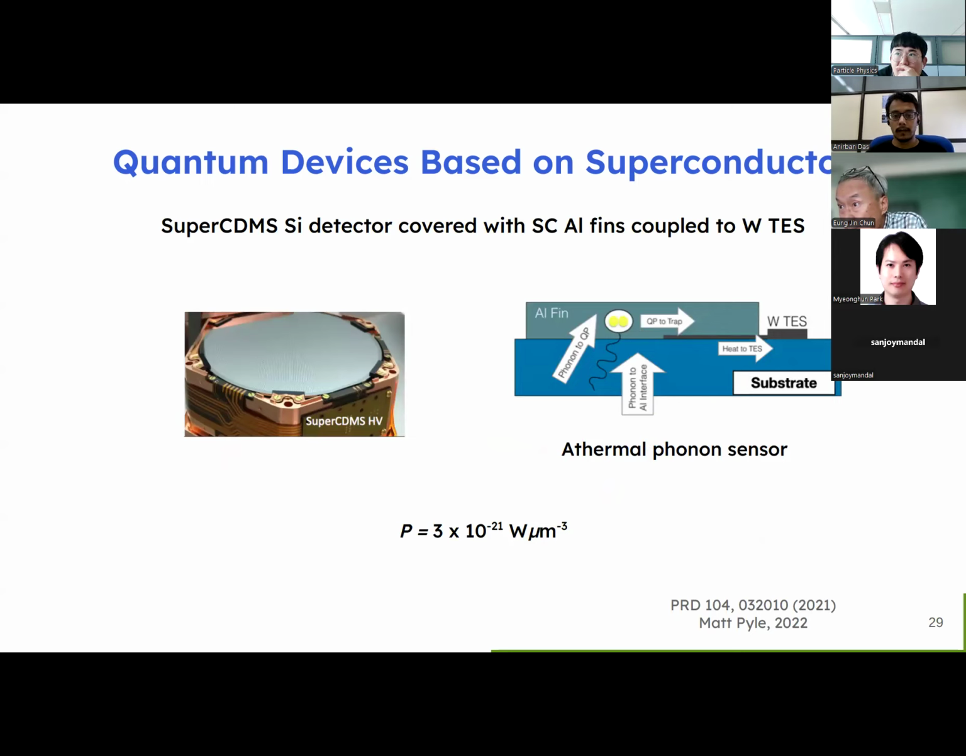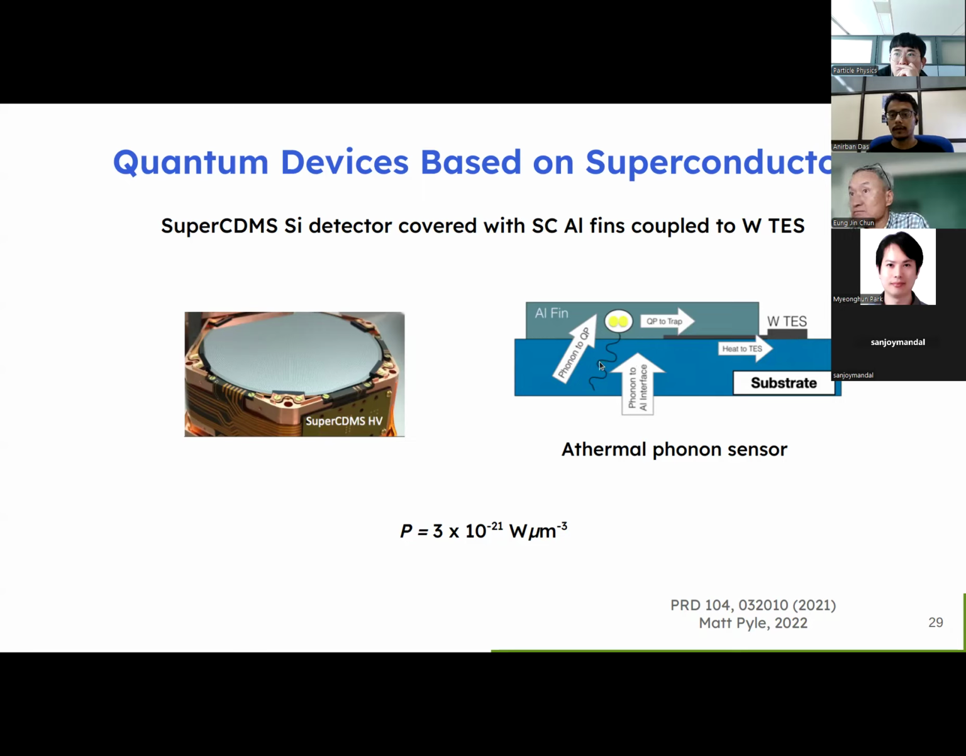Now the third one is actually a dark matter experiment. It's called Super CDMS. Their system looks something like this. This is a cartoon, a schematic diagram. Their substrate, or the main detector material, is silicon, which is covered with superconducting aluminum, which is this gray rectangular part. And this is connected with very highly sensitive TES detectors, transition edge sensors. These are the devices which can detect these quasi-particles.